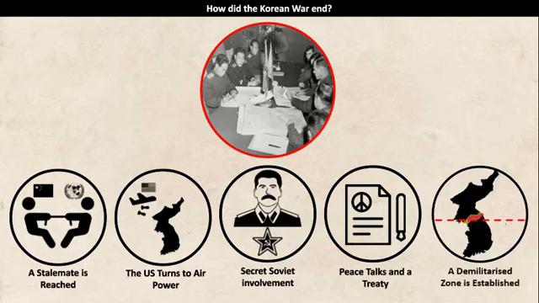Finally, we're going to look at what this treaty meant for how North and South Korea would be divided, with a demilitarized zone established between the two in 1953.